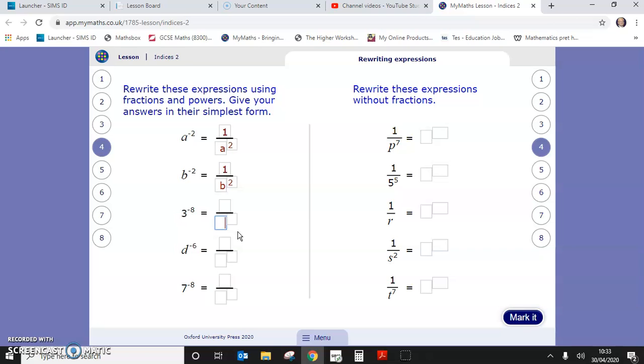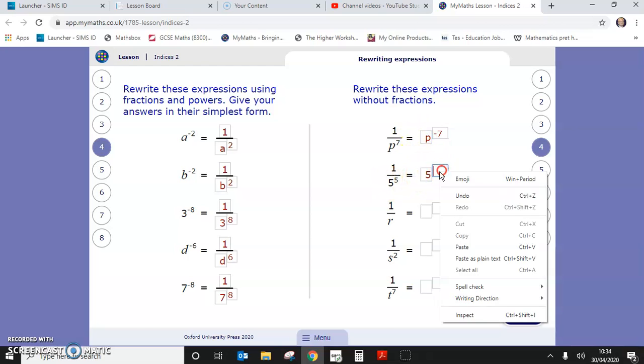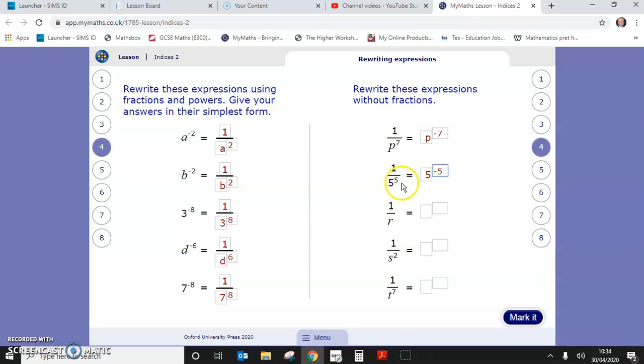Okay, so let's go through. 1 over 3 to the 8, 1 over D to the 6, 1 over 7 to the 8. Now, on the right hand side, we've got to do the reverse and put it back into the negative power. So, P is my base number, and it's to the -7. 5 is my base number, and I take the power and just make it negative.